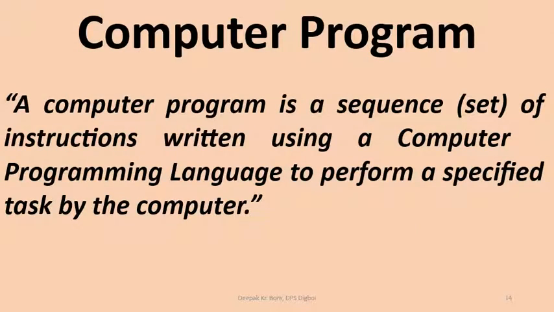So let us now define a computer program. A computer program is a sequence. Instead of sequence, if I say set, that will be more appropriate. So a computer program is a set of instructions written using a computer programming language to perform a specified task by the computer. Here, the task is usually a solution of a problem.